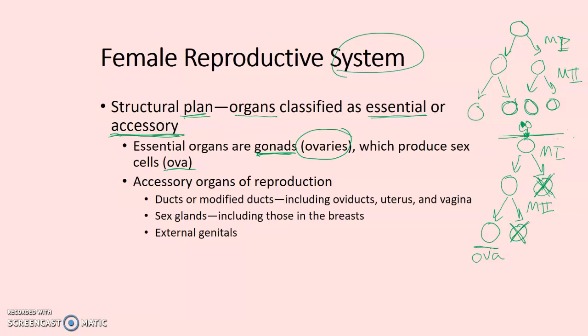Accessory organs of the reproductive tracts are going to be ducts or modified ducts, and that does include the oviduct or the fallopian tube, the uterus, and the vagina. Sex glands, including mammary or breast tissue, and some other glands that honestly I never heard about until I took human anatomy, and then external genitalia.